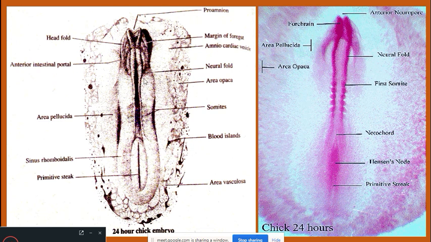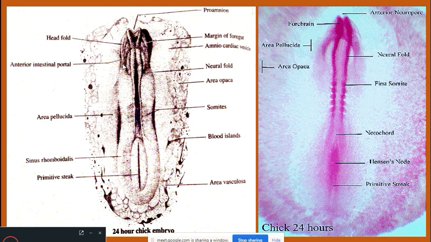The coelom has already started forming, but the coelom at the anterior intestinal portal region undergoes widening and develops into the pericardial cavity. What is meant by pericardial cavity? That is the cavity in which the heart is located.